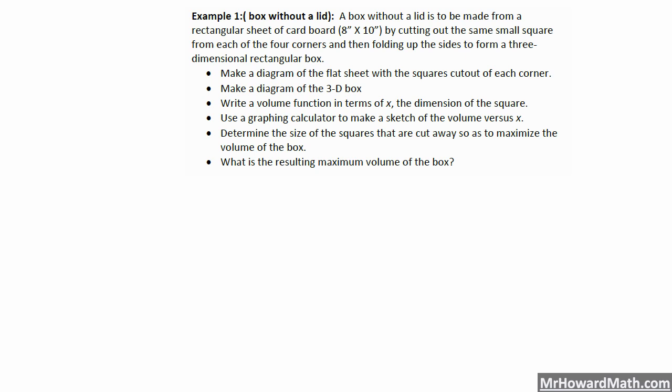It says a box without a lid is to be made from a rectangular sheet of cardboard 8 inches by 10 inches by cutting out the small square from each of the four corners and then folding up the sides to form a three-dimensional rectangular box. Make a diagram of the flat sheet with the squares cut out of each corner. Okay, we'll need to do that. Make a diagram of the 3D box. Okay, we'll draw that. Write a volume function in terms of x, the dimension of the square.